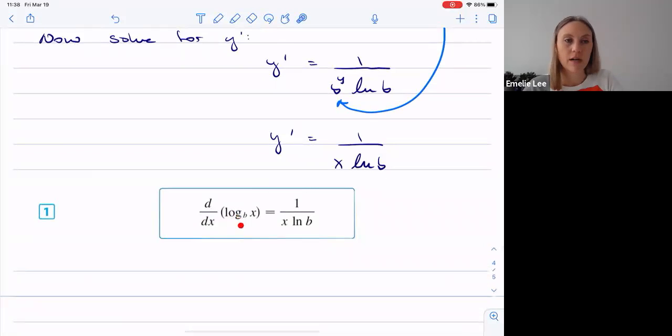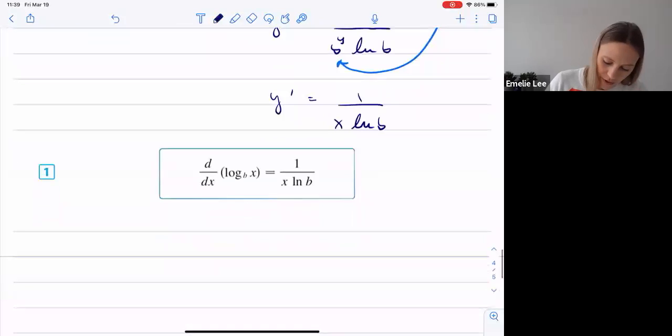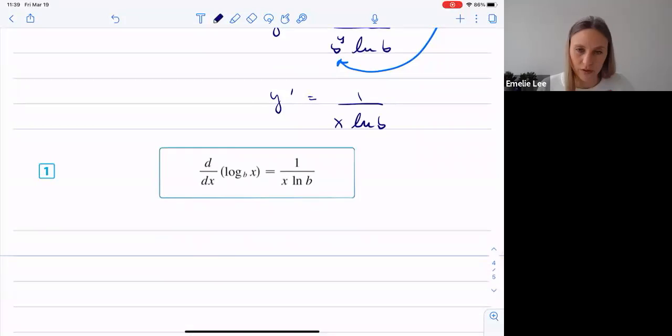So the derivative of the log of any base b of x is 1 over x times the log of b. Now, what's really nice is what if you take the log base e? Well, log base e is ln, but the ln of e is 1. So we have this special case where the derivative of the natural log is just 1 over x.